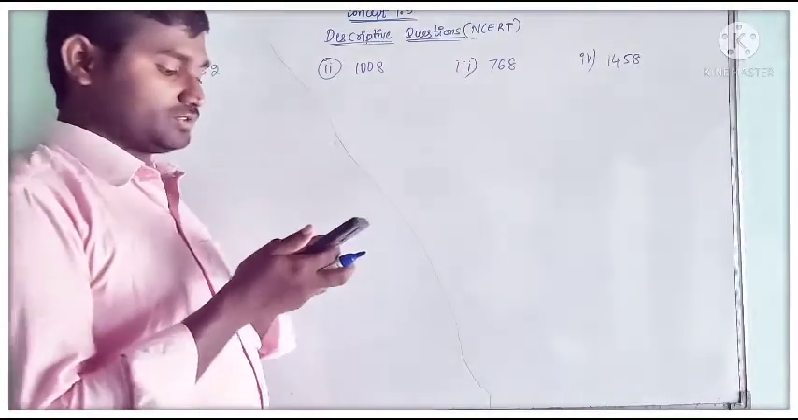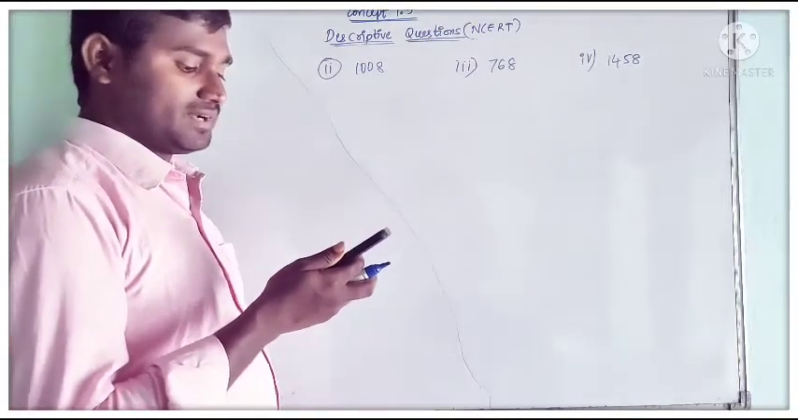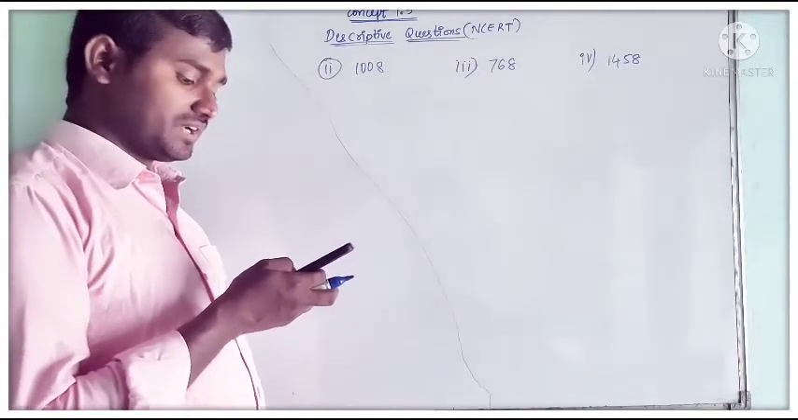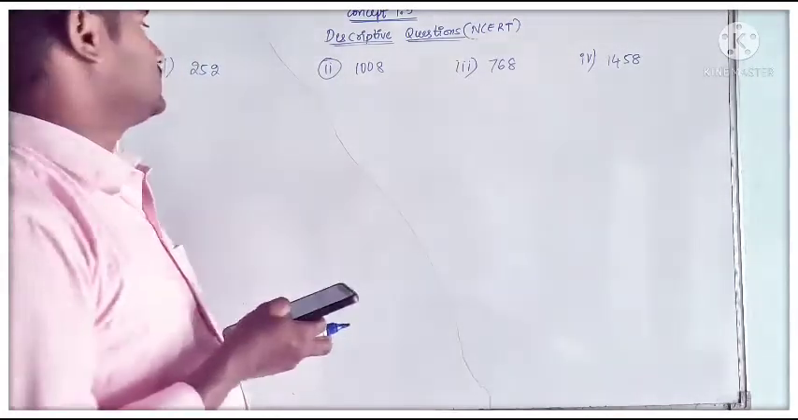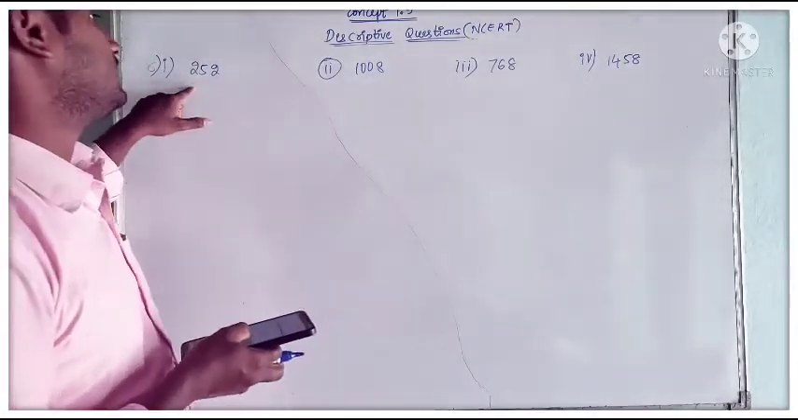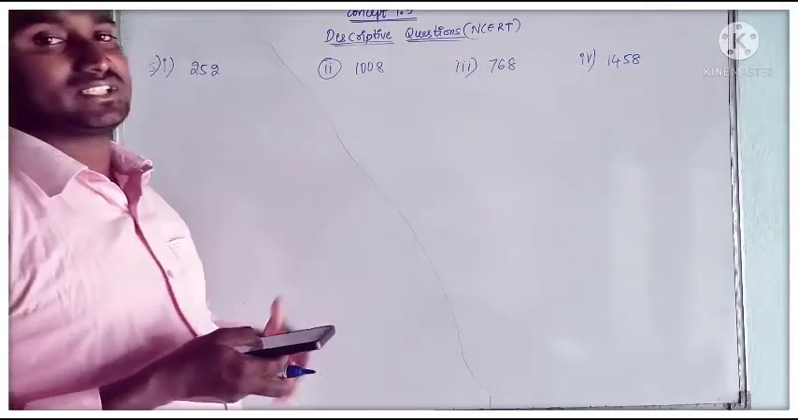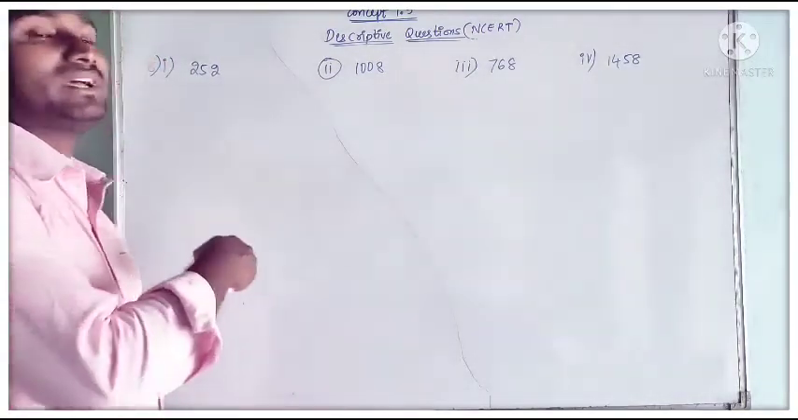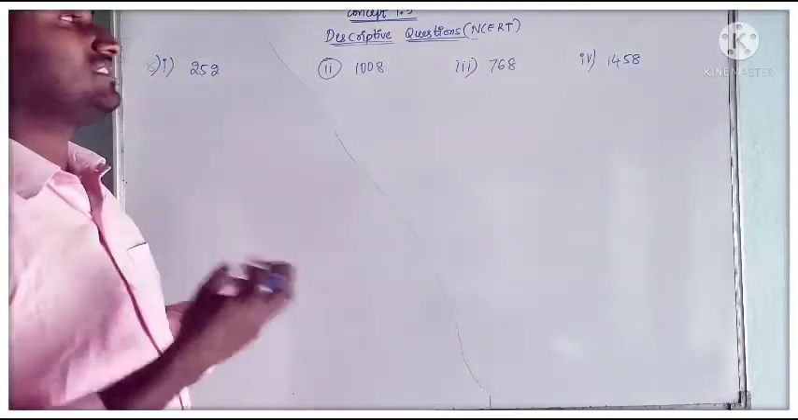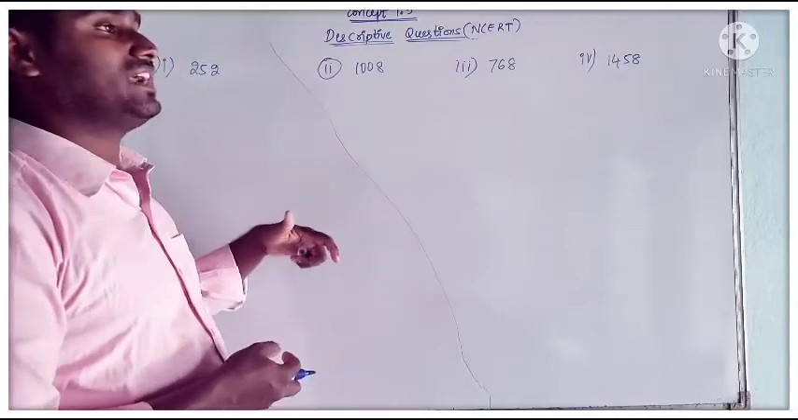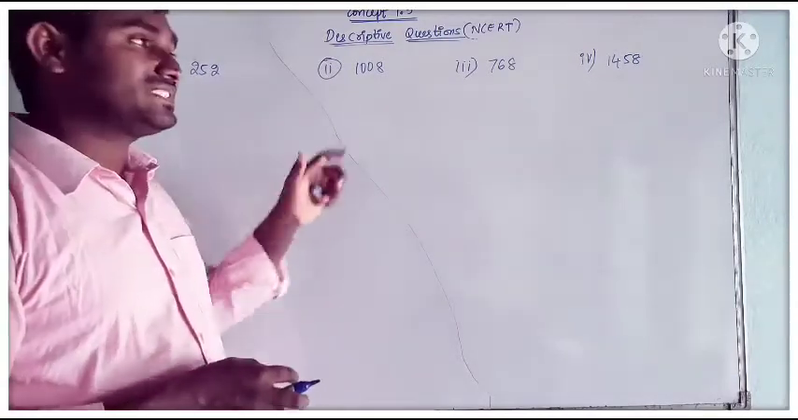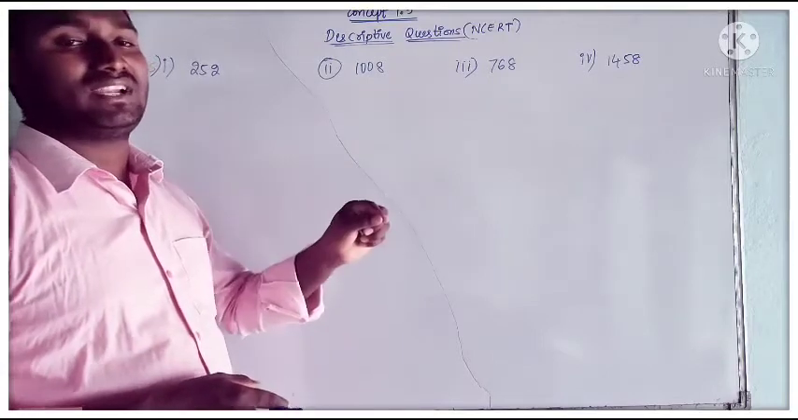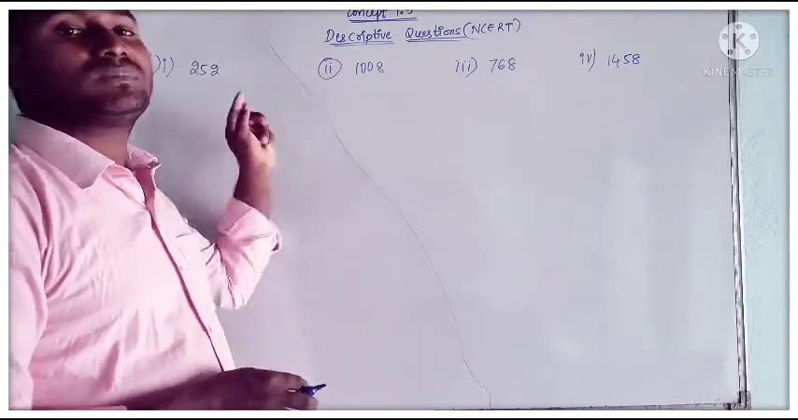Now we are going to discuss the 8th question. For each of the following numbers, find the smallest whole number by which it should be multiplied so as to get a perfect square number. Also find the square root of the square number so obtained. These are not perfect squares. By which number should you multiply them to make them perfect squares? For this type of question, whether multiplying by a number or dividing the given number so that it becomes a perfect square, we should use the prime factorization method.